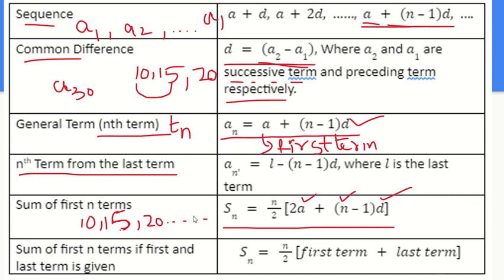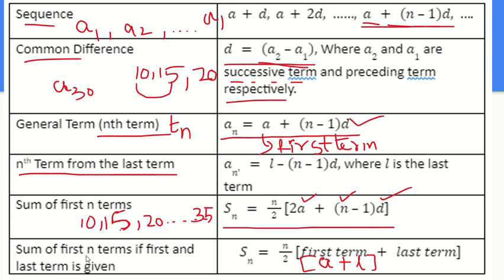If suppose they have given the last term as 35, then you can use this formula. What is the formula? Sn equal to n by 2 into first term plus last term. The first term is nothing but a, plus l, the last term. So Sn equal to n by 2 into a plus l.